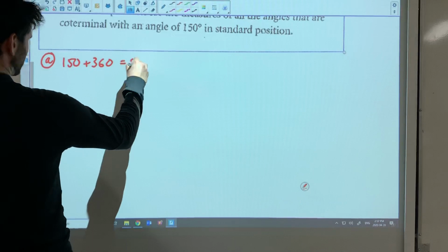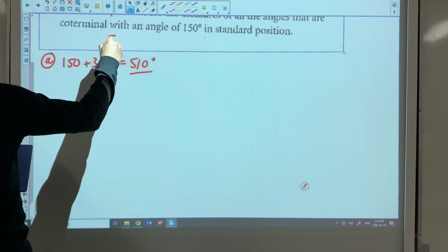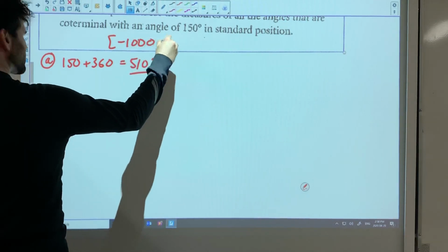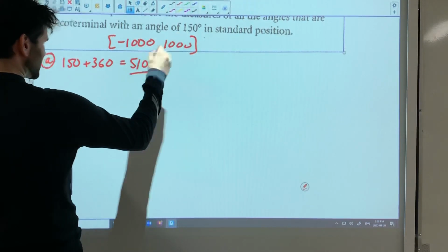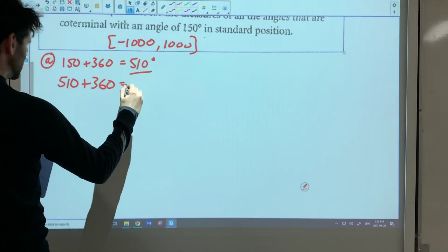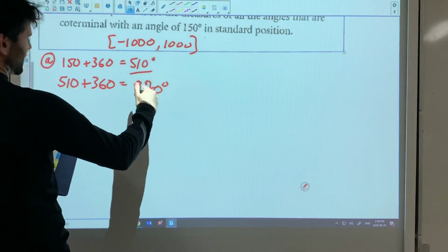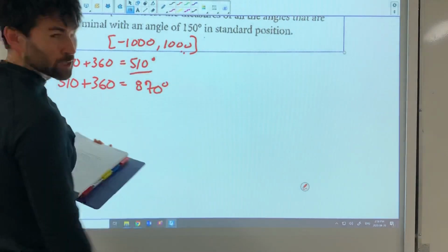So we add that, we get 510. So we're still less than 1,000, right? Remember, we're going to be between negative 1,000 and 1,000. So I'm looking at this and I think, oh, I can go a bit further. So take that, add 360 to it, and then I get 870 degrees. And if I add 360 again, I'm going to go out of bounds.